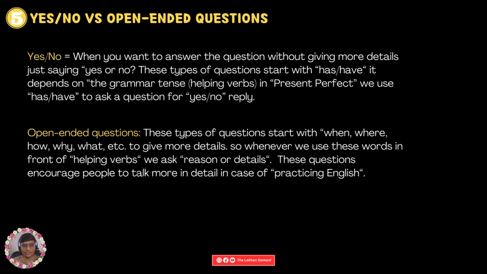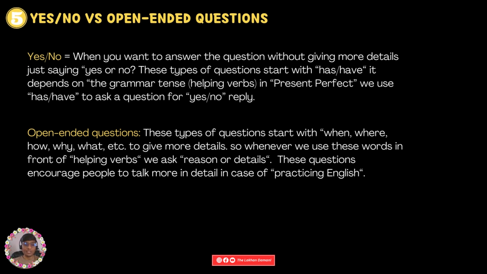Moving on to one of the most common and interesting topics: yes, no, and open-ended questions. As you can see, I wrote very simple words for you. Yes, no. When you want to answer the question without giving more details, just saying yes or no. These types of questions start with has, have, but it always depends, like do, does, was, were, did, helping verbs in a specific tense. But in this case, we are talking present perfect. We use have and has to start, like has she cooked? Has she cooked? Right. So to reply simply yes or no, without giving more context and detail.